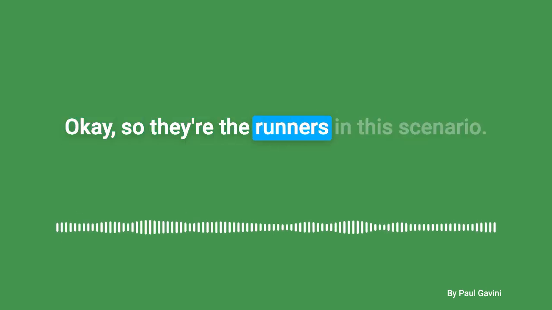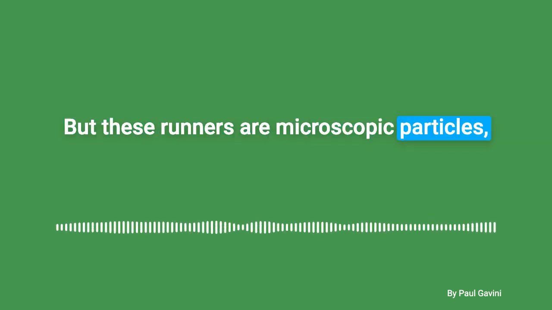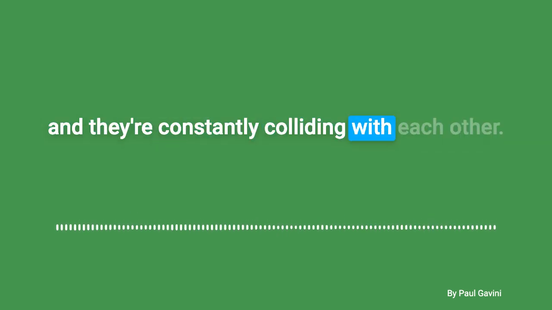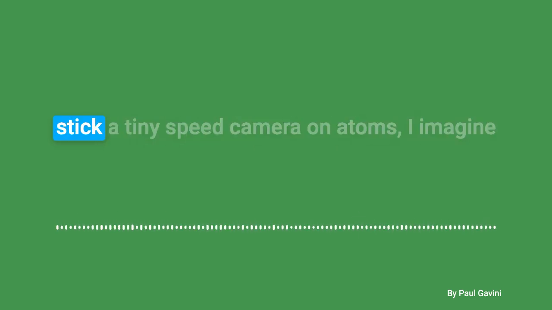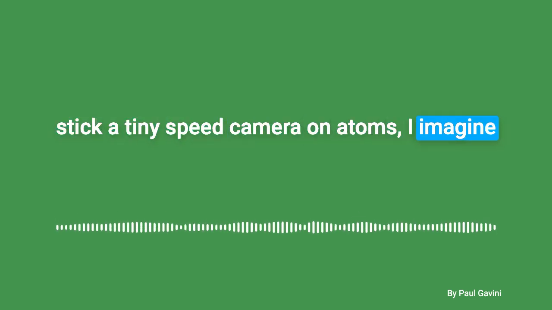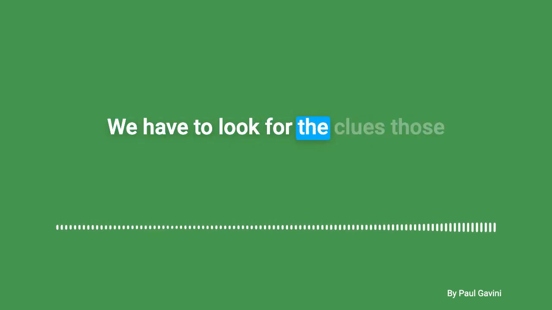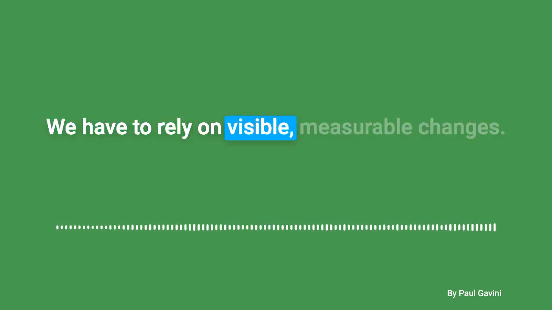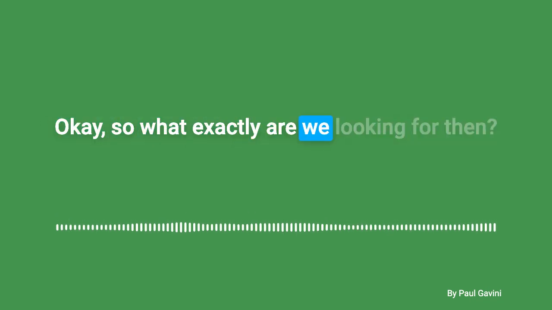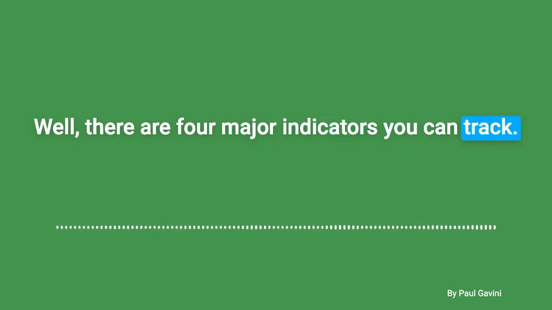Okay, so they're the runners in this scenario. Spot on. But these runners are microscopic particles and they're constantly colliding with each other. Right, but since we can't exactly stick a tiny speed camera on atoms, I imagine we have to play detective a bit in the lab. We do. We have to look for the clues those invisible collisions leave behind. We have to rely on visible, measurable changes. Okay, so what exactly are we looking for? Well, there are four major indicators you can track.